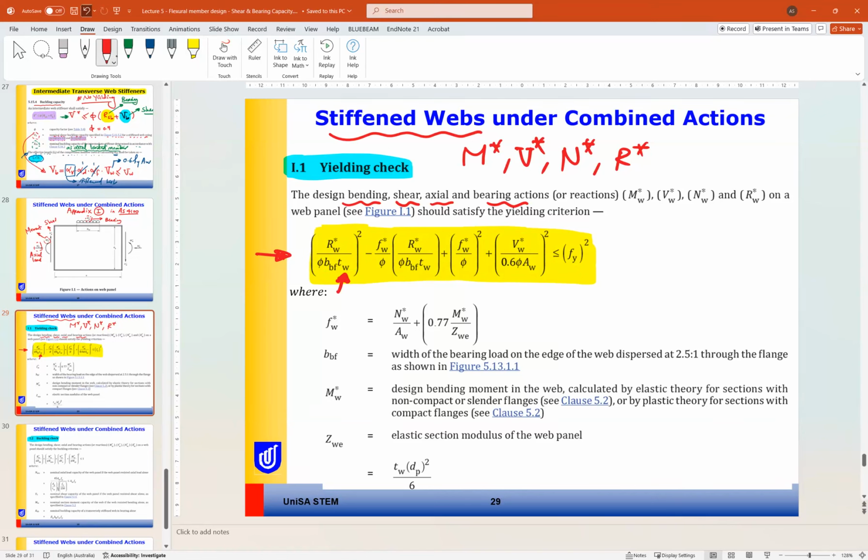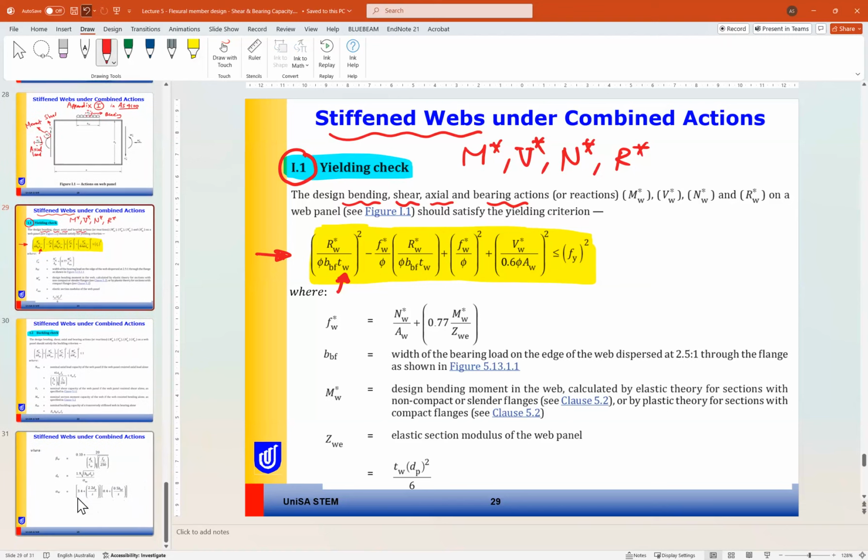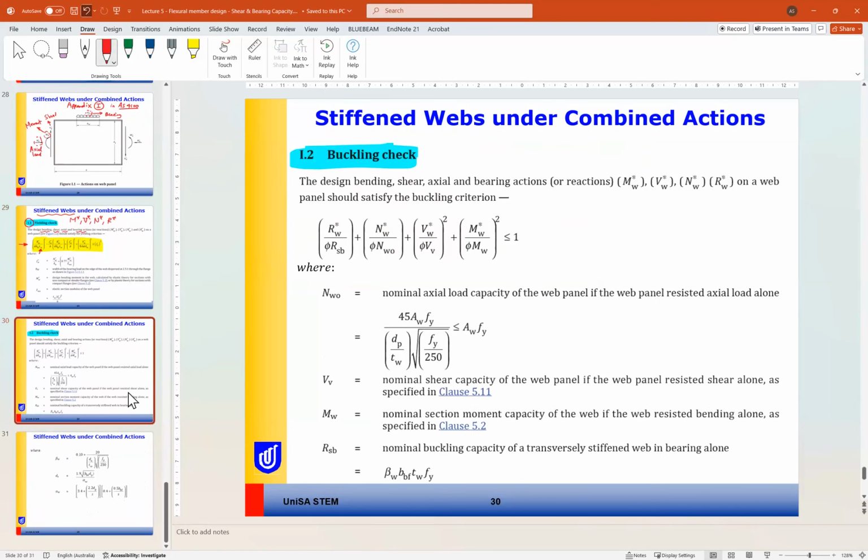I mean, too many parameters, but this check may be needed after finishing all the design. If you want to check the suitability of the section under all the combined loading together, you need to refer to this formula here, section I.1. Okay, this is for your knowledge only, so I will not stress too much on it.